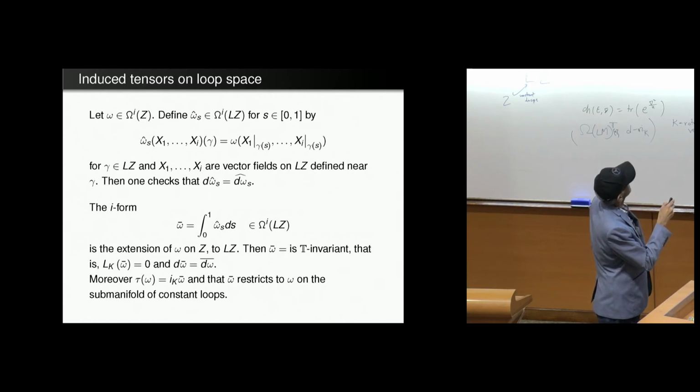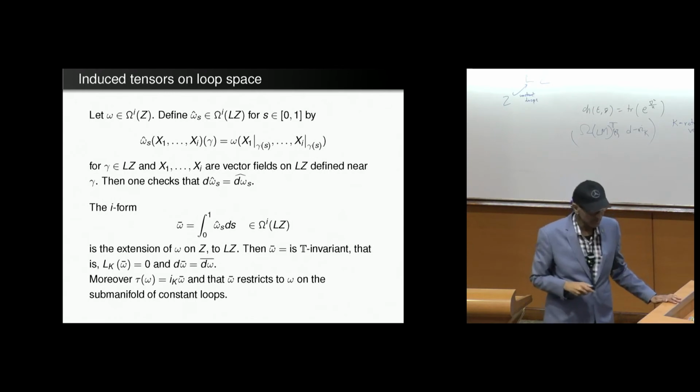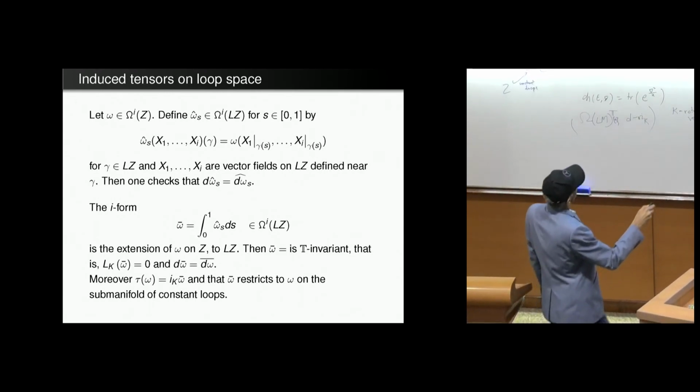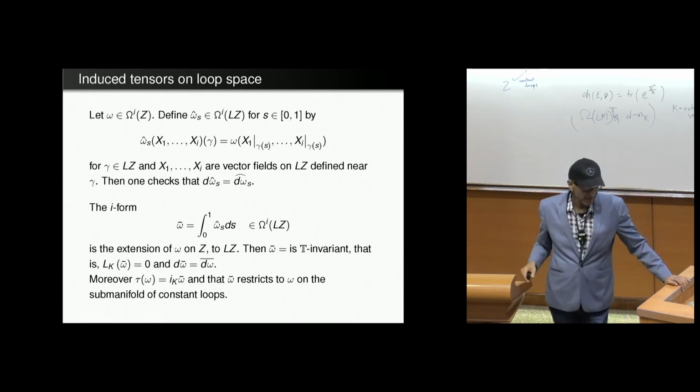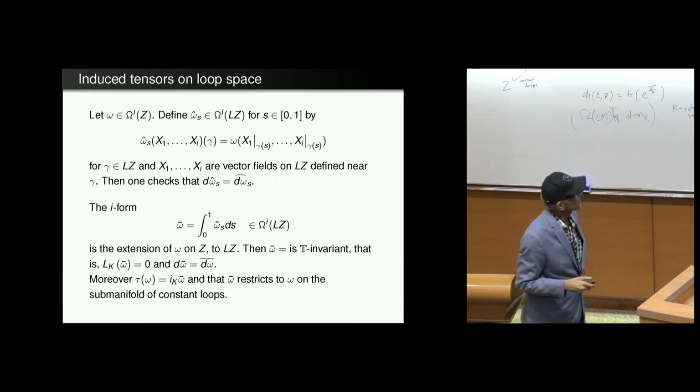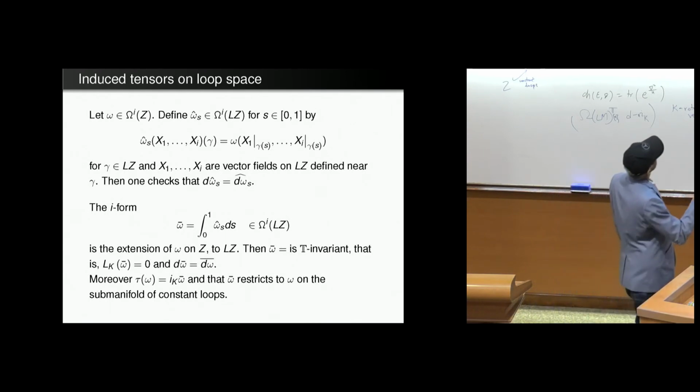It's just defined in a tautological way. You take vector fields x1 to xi, which are vector fields on loop space, defined near the loop, the original loop, and you define it to be omega applied to x1 at the point gamma of S, up to xi at the point gamma of S. So this is a point on the manifold. This makes good sense, and it's easy to check that D and hat commute.